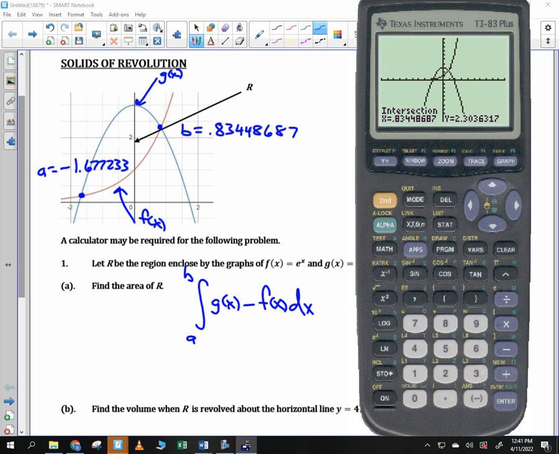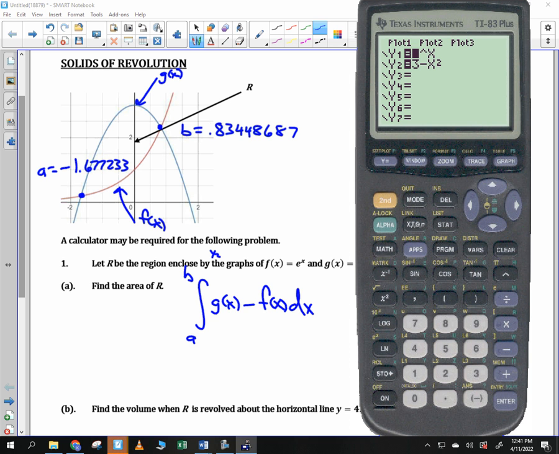So g of x minus f of x. It looks like g of x is my y sub 2, and then f of x is, I'm going to write this down because otherwise I get confused here. Let's say g of x was y sub 2, and then f of x is y sub 1. Okay, so now I know what to do.